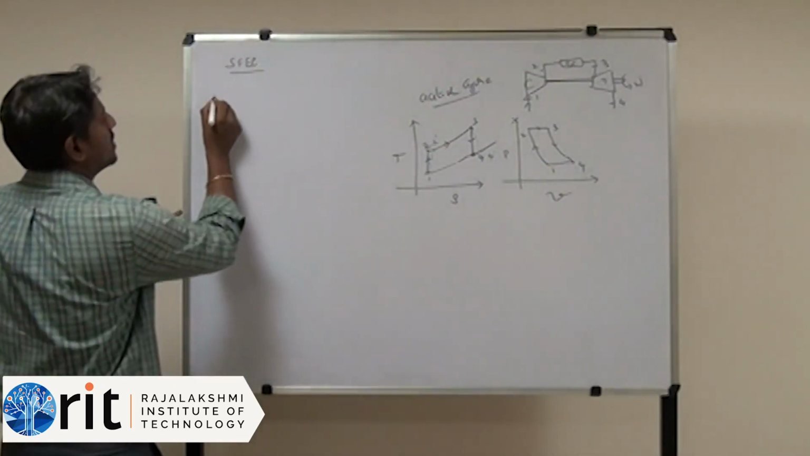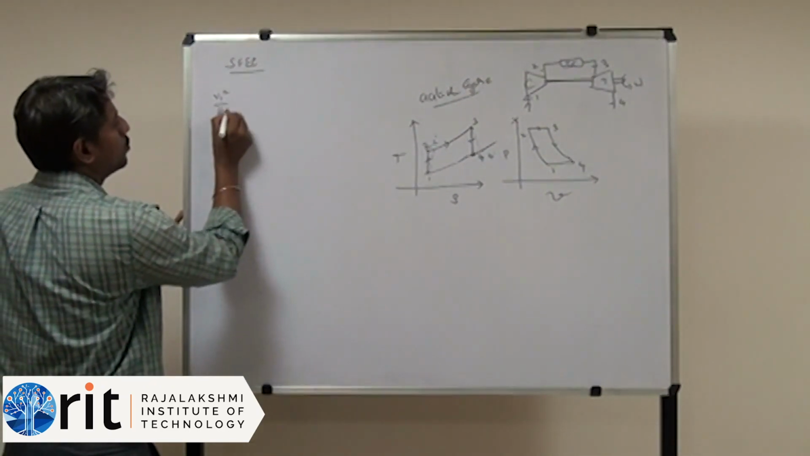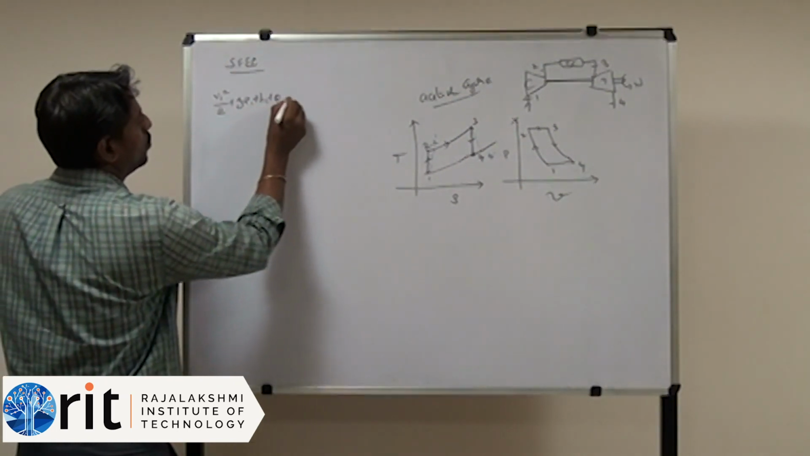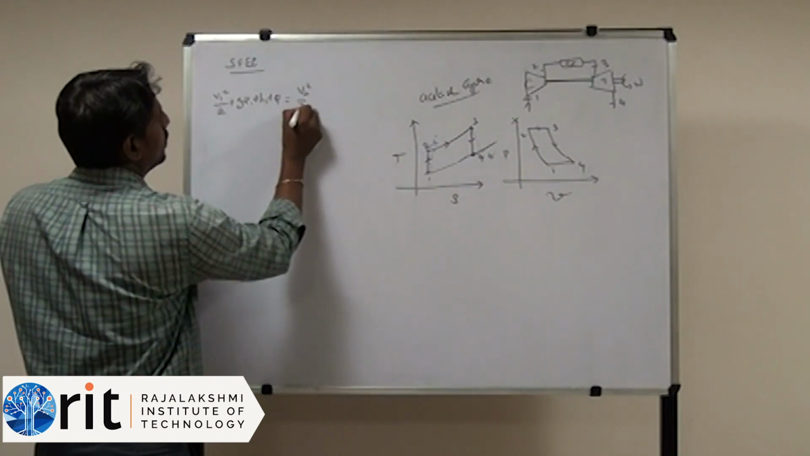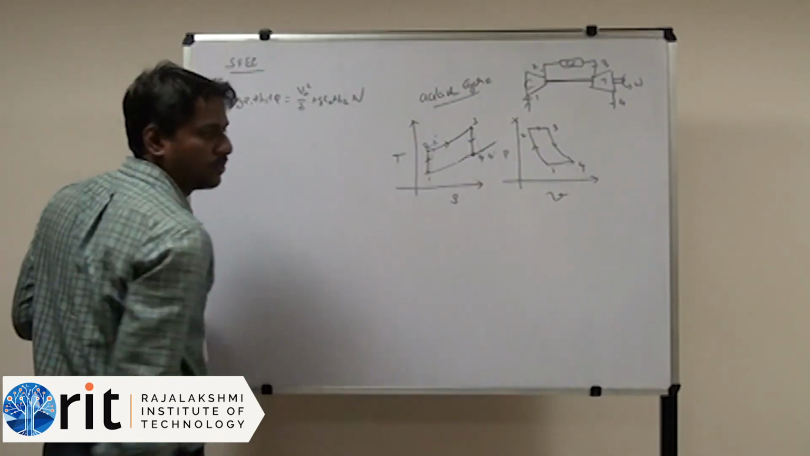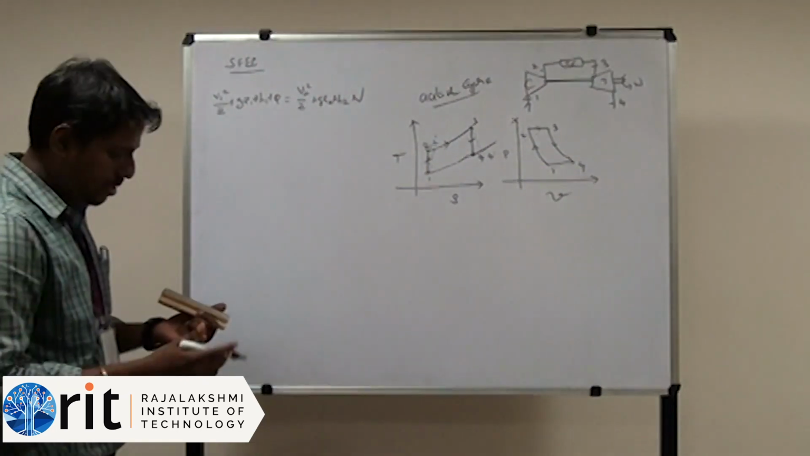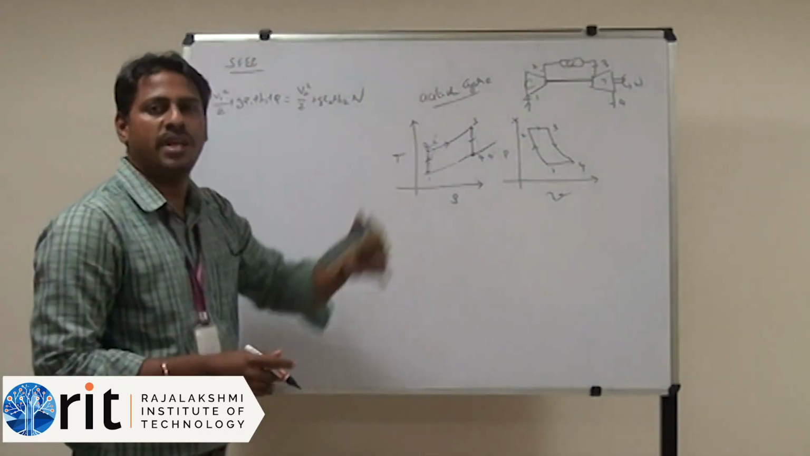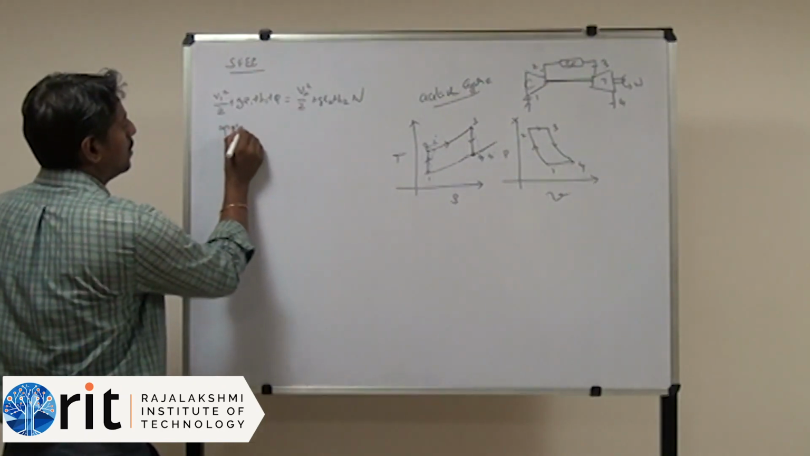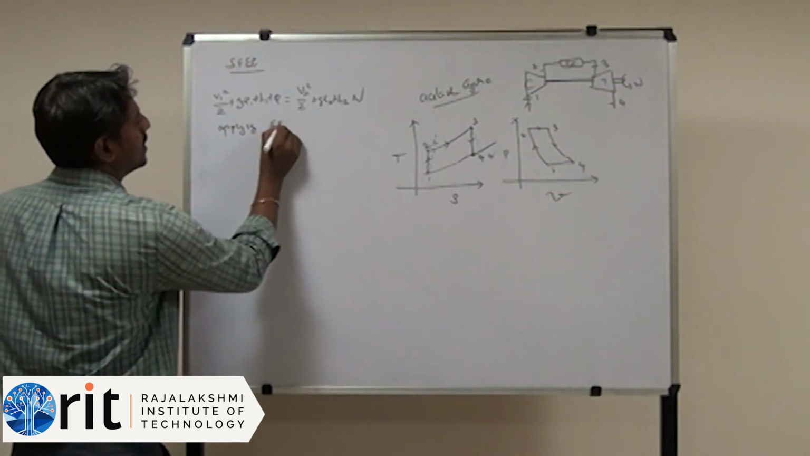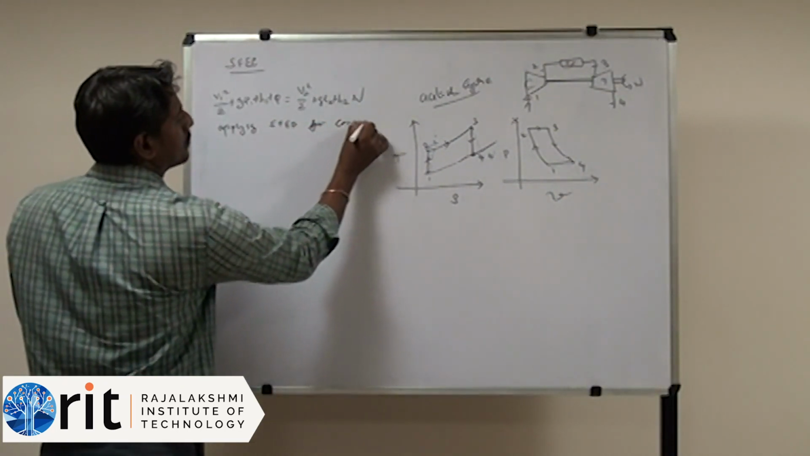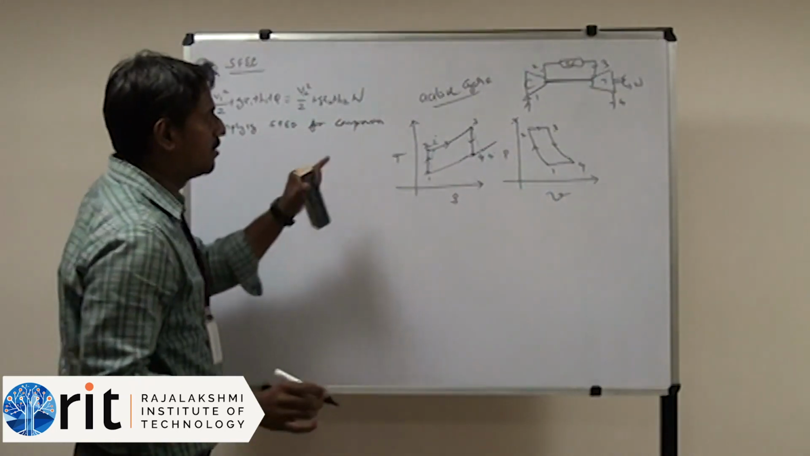The steady flow energy equation is: V1 square by 2 plus gZ1 plus H1 plus Q is equal to V2 square by 2 plus gZ2 plus H2 plus W. So this is the basic general steady flow energy equation. First I am going to take the compression. Applying SFEE for compression.